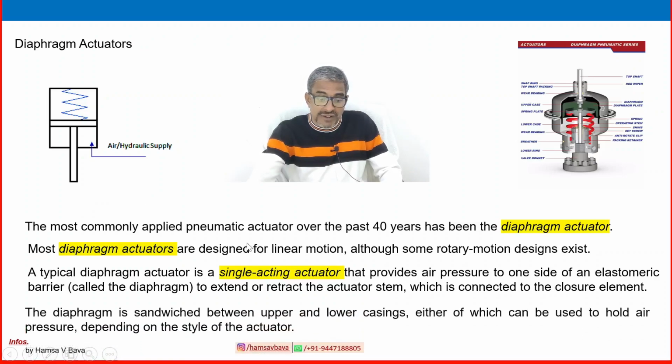The diaphragm is sandwiched between upper and lower casings, either of which can be used to hold air pressure depending on the style of the actuator. So either air pushing from here or air lifting the diaphragm from here, both we will discuss. In the coming slides we will discuss that. So different types of actuators are there.